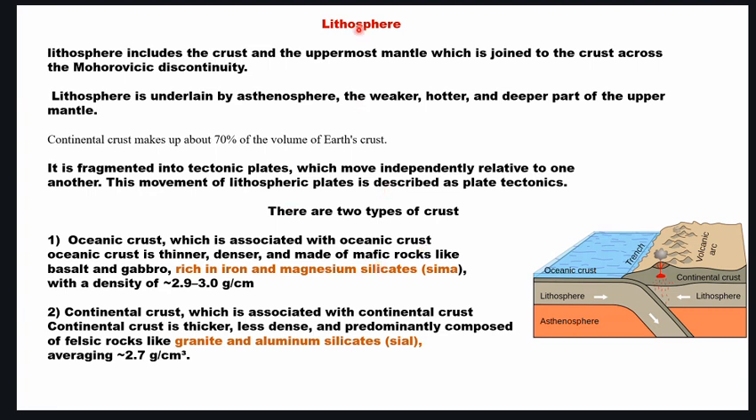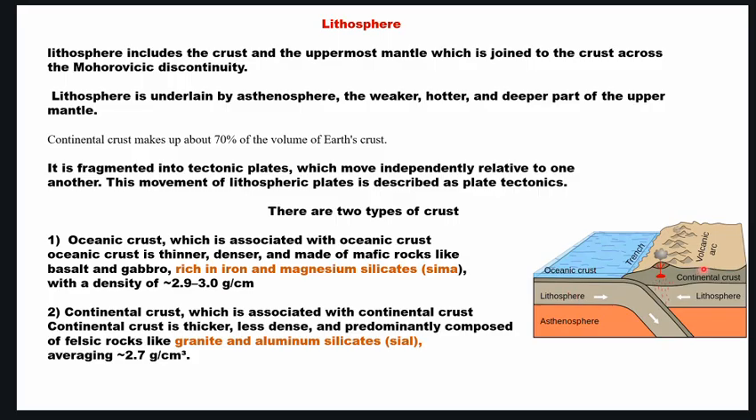So the lithospheric plate is fragmented into what we call tectonic plates. And they move independently relative to one another. It is this movement that is described as plate tectonics. So the crust now, the crust is directly on top of the lithosphere. Look at our asthenosphere, the molten part. Look at our lithosphere on top of it. Then you have the crust very thinly on top of the lithosphere. Are we following? Yes, ma'am.